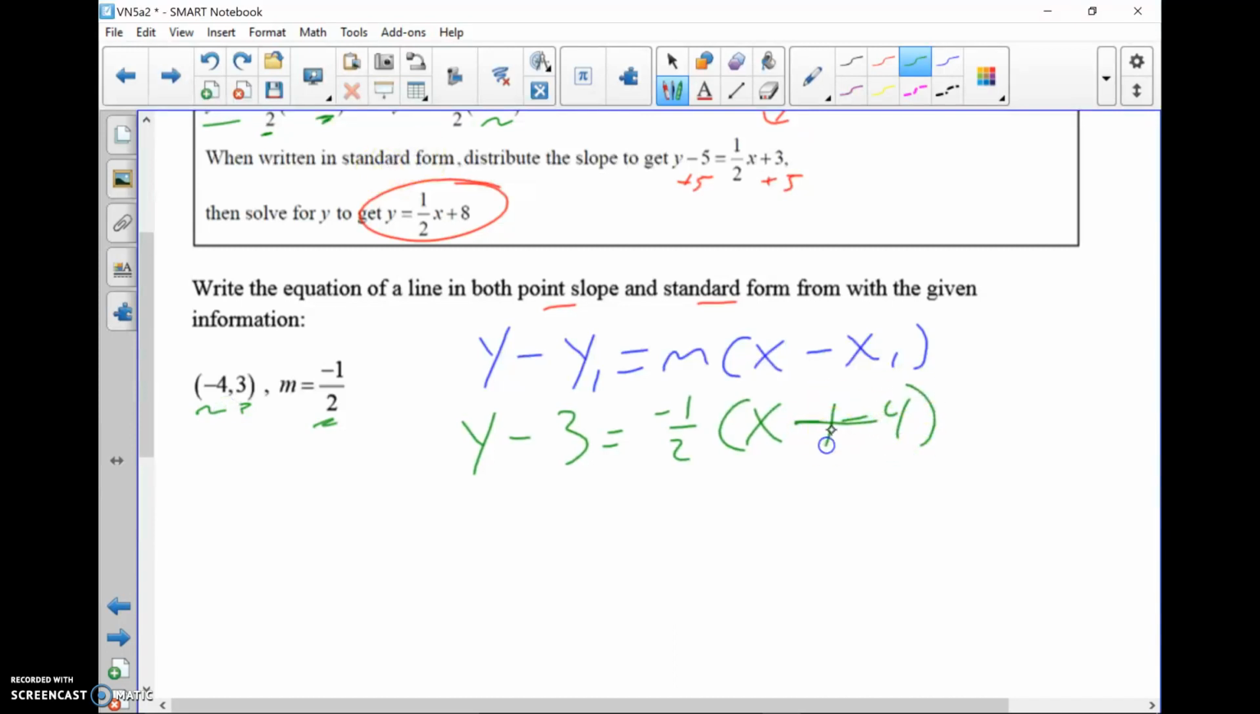Minus negative 4 becomes plus, so it's really x plus 4. Distribute this in: y minus 3 equals negative half x, and negative half times positive 4 is negative 2.